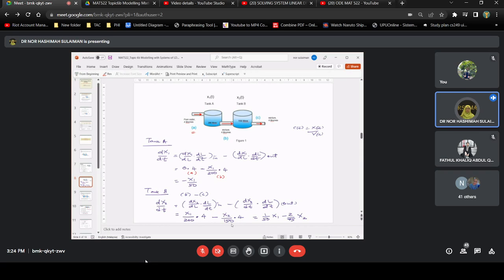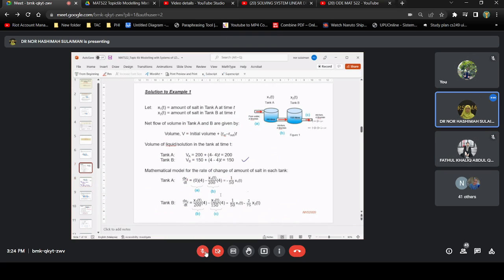Betul tak? Saya kecilkan ni, 4 kali 2 kali 2 jadi 4, 2 kali 75. Darab 2 per 75 kan? Betul. Alright, so ini adalah dia punya model. Okay, so kita bukan nak selesaikan. Kita nak come up with a model sahaja.